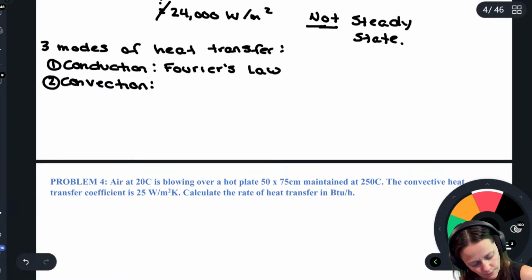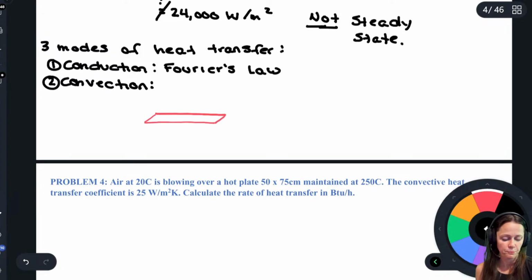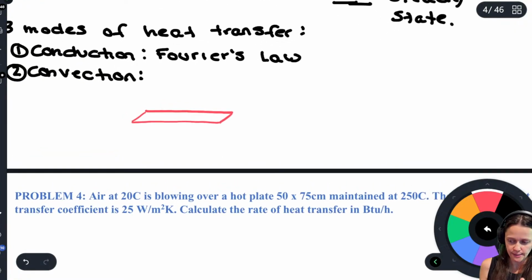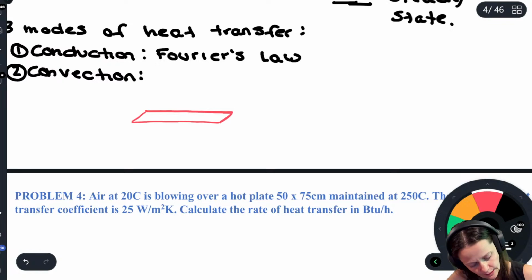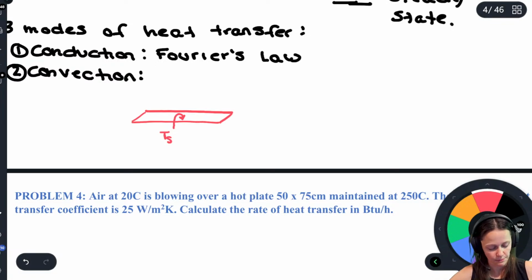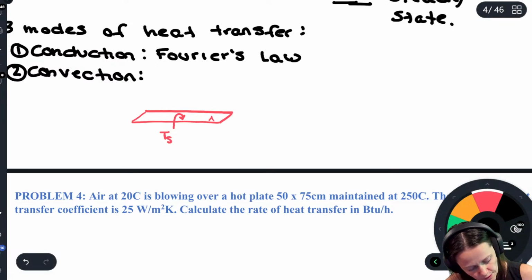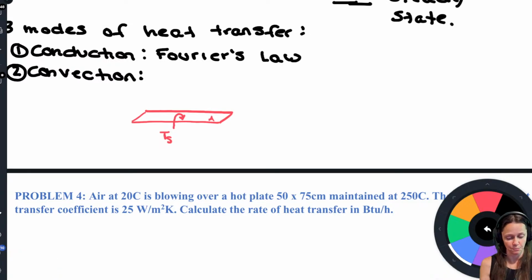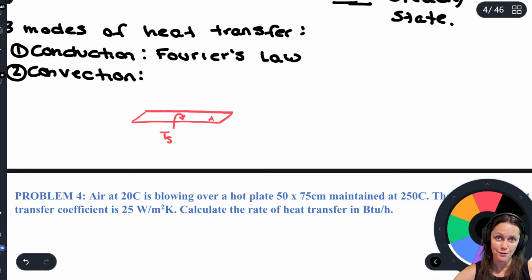So let's say we have a plate. Here's our plate, and our plate is at some temperature TS. TS would be the surface temperature, so I'll put a little arrow. TS is equal to, I don't know, something. And it's got a surface area, A. And we have a fluid flowing past it. They're going to be at different temperatures, because otherwise you have no heat transfer.